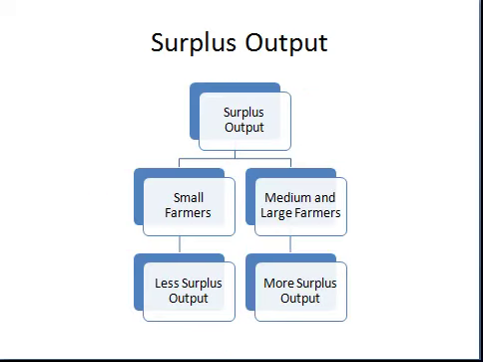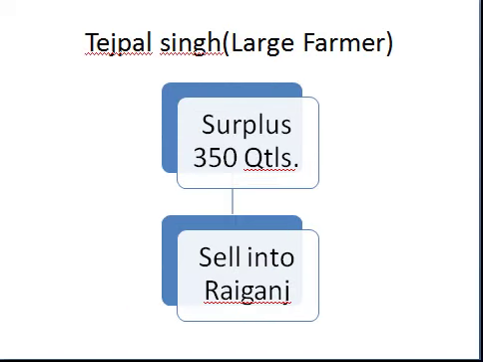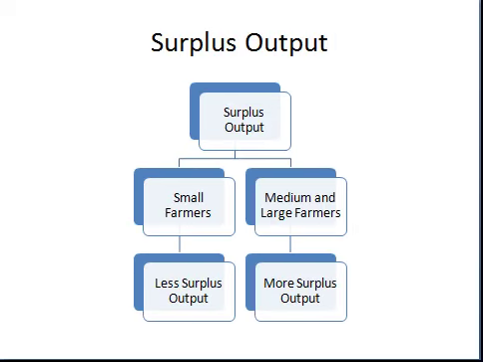Here, small farmers like Savita and Govind's sons will have a small farm output. They will have little farm production. So they will definitely have little surplus farm production to sell in the market. But on the other hand, Tejpal Singh is a large farmer. He presently has 350 quintals of wheat as a surplus farm production, and he sells all this in the Raiganj market and gets a very big income for this farm product.